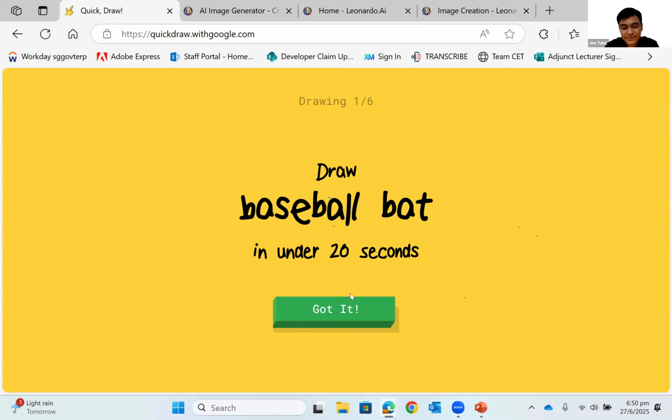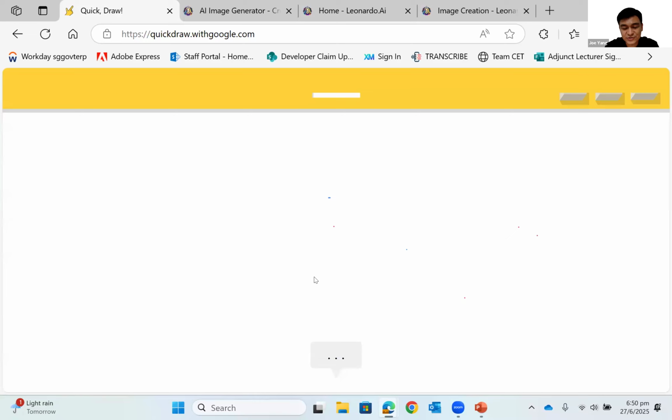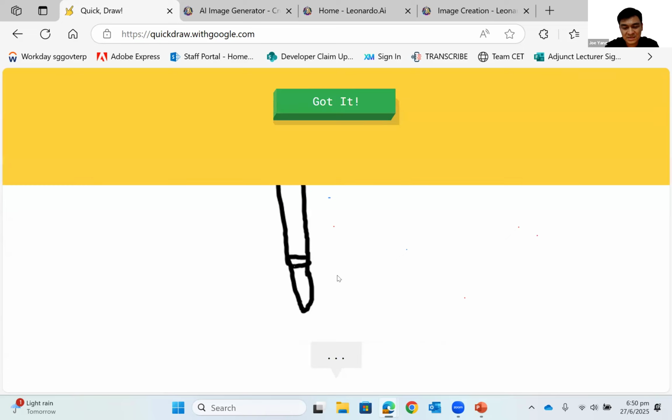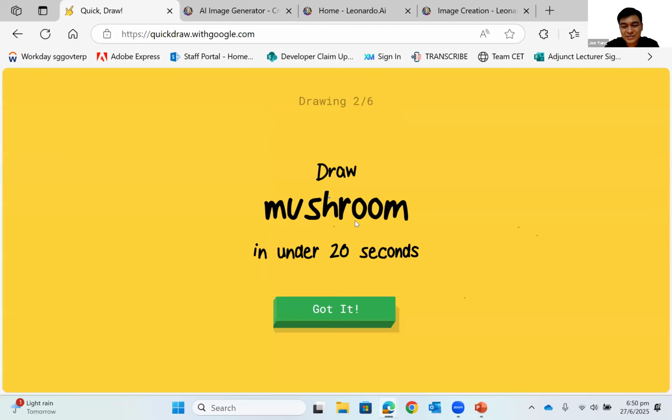Yeah. So baseball bat, let me visualize what it should look like. So maybe like this, like this. I see line, or skyscraper, or popsicle, or marker. Oh, I know, it's baseball bat. So you see, in real time they can recognize my drawing. Once my drawing hits the right spots, they recognize it.